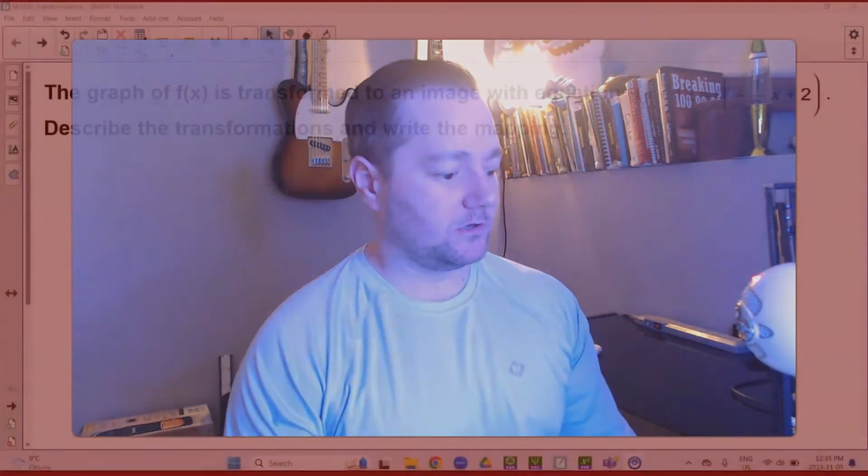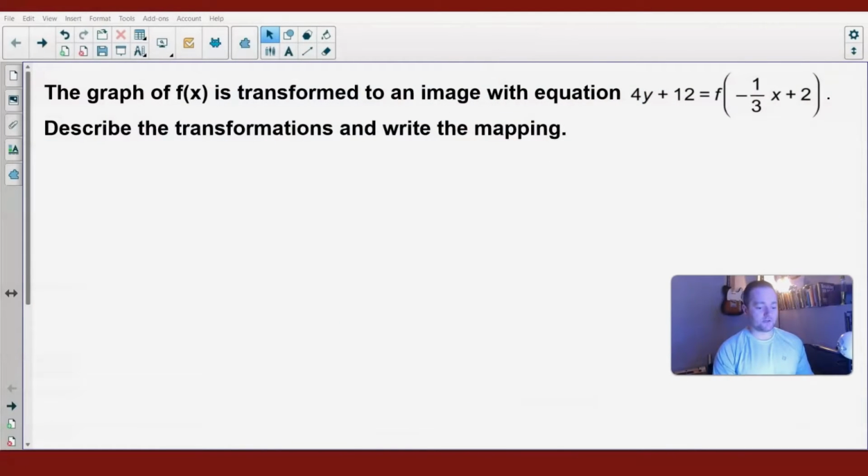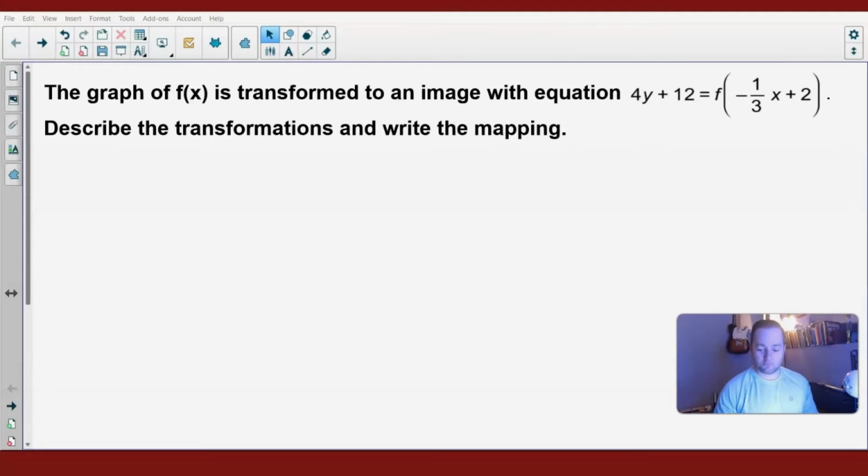Bam! Into the screen. Let's do it. I got some new software happening here today, so I don't know exactly how this thing is going to work, but we'll see if it goes according to plan.